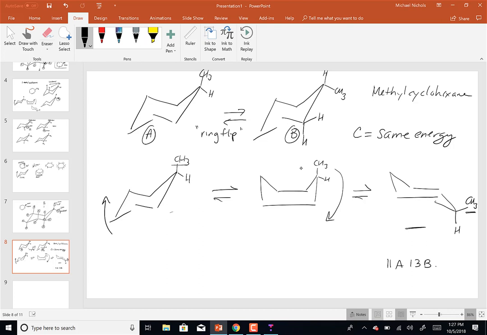Josh? For B, I'm going to talk about A instead. For A, there's gauche repulsion. We're looking at the C1-C2 carbon bond from the metal side. There's going to be gauche repulsion of essentially an ethyl group on the other side. Of an ethyl group? It's not really an ethyl group, but we're calling it that because there's two carbons.